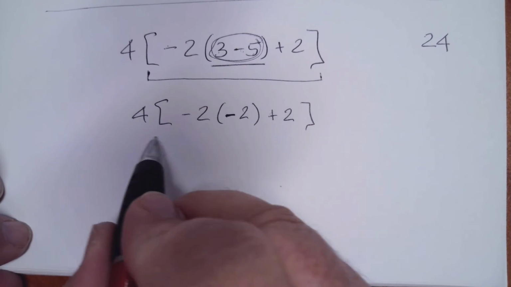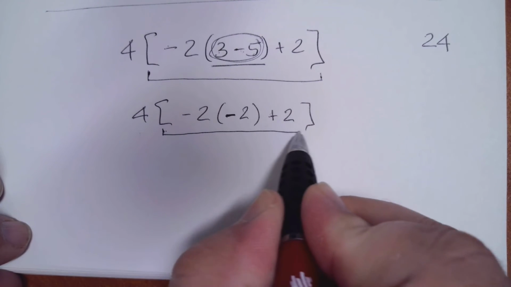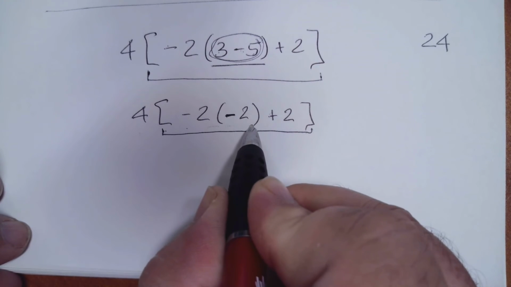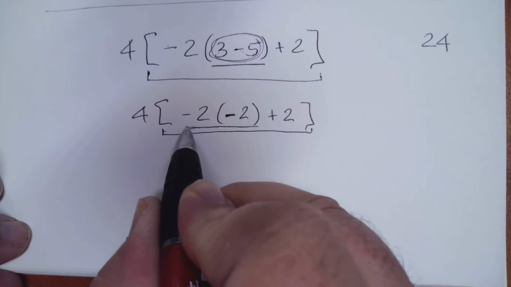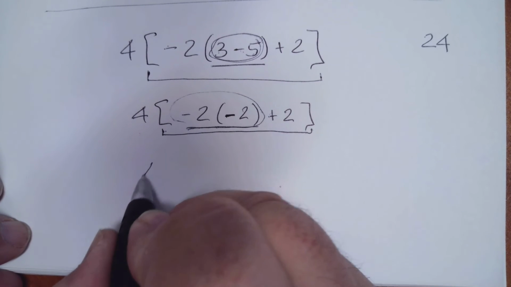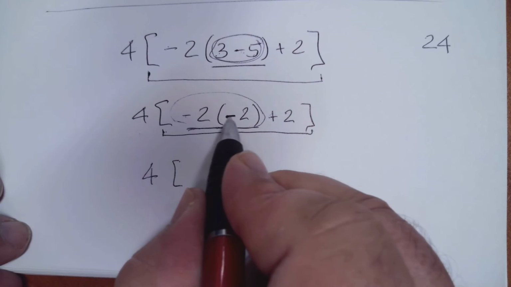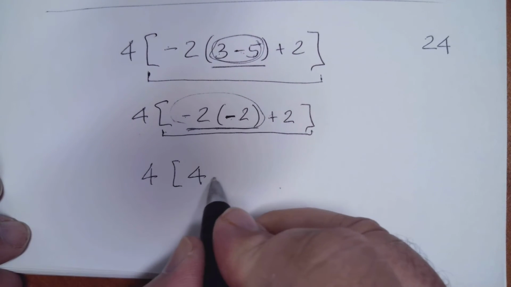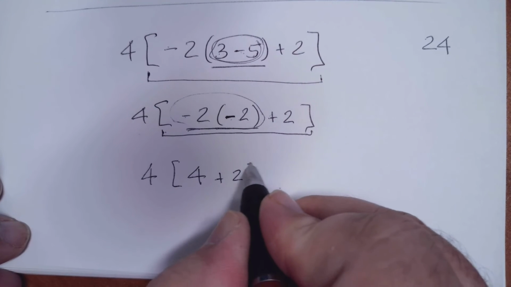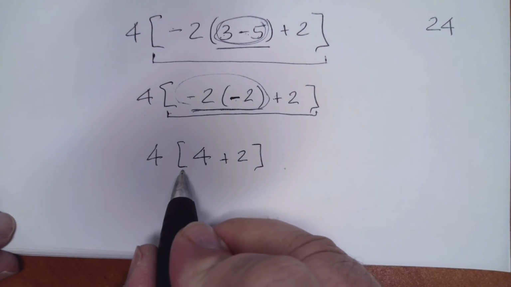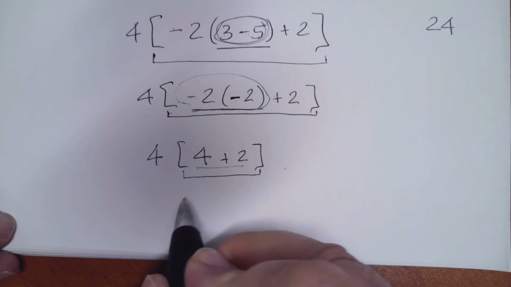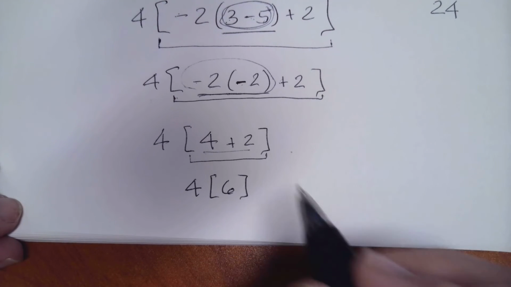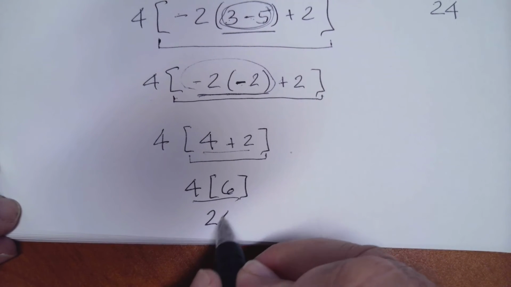Repeat the process. Read left to right. Here's a bracket. It starts there, ends there, so we have to do inside there. Here's a parenthesis. We can't do anything inside there, so we have to get rid of it. We have to do this. Negative times negative, positive. 2 times 2, and then plus 2. Read left to right. Here's a bracket. Do inside there. 4 plus 2 is 6. 6 times 4, 24.